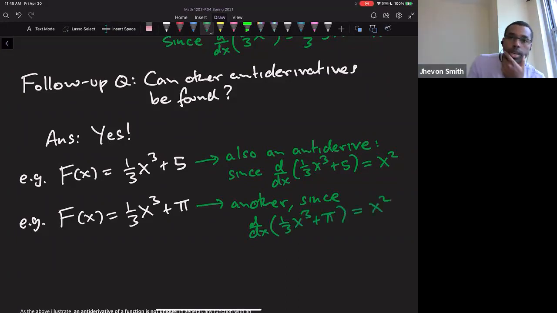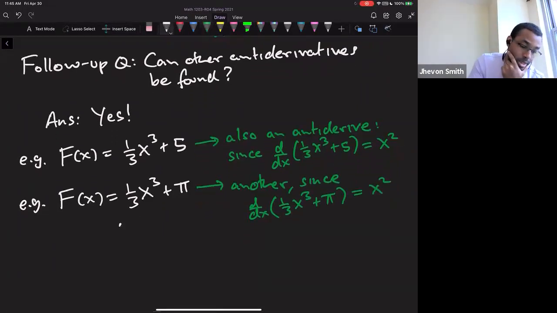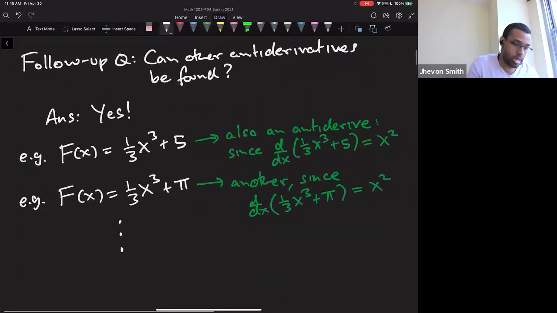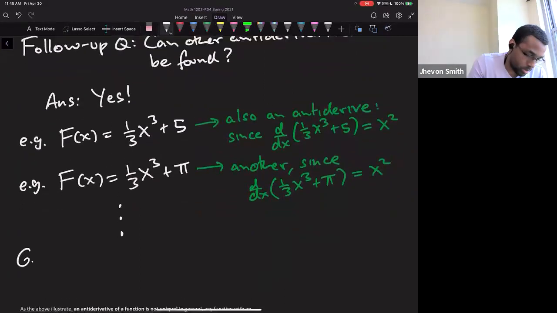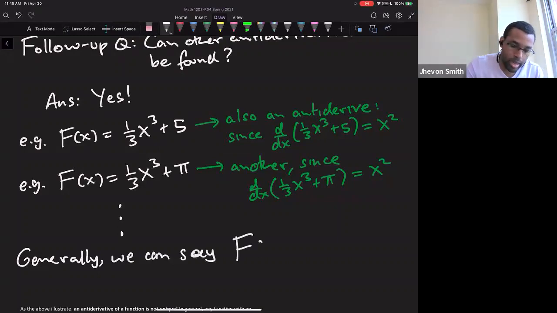This kind of tells you that these antiderivatives, they're not unique. You can actually have several of them. In fact, for any given function, you would have infinitely many antiderivatives. Generally, we can say big F of x equals 1/3 x cubed plus C is an antiderivative.